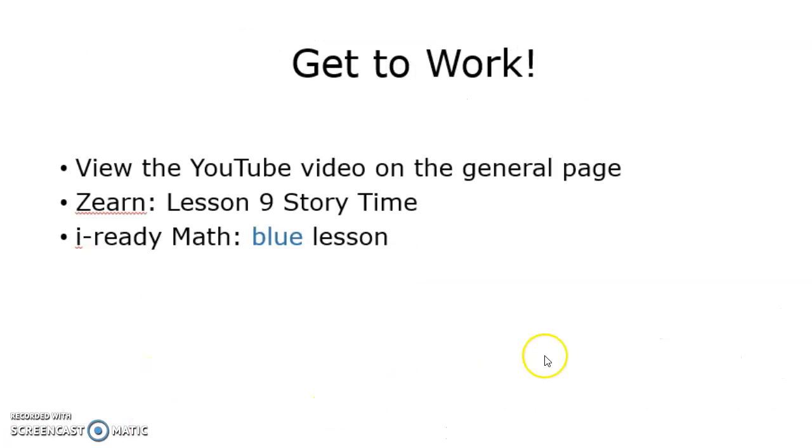Here are your assignments for today. If you did not get a chance to view the general page, there is a YouTube video for you to watch. Also, you have a Zern lesson to do. It's called Story Time. Just more of the same problems that you're going to solve using addition of equal groups in rows and columns. And you also have a blue lesson that you need to do. Now, if you are not showing that you have a blue lesson or you have a growth check, go ahead and do that growth check. Do your best on it. And then after that, you will be able to do your green and blue lessons.